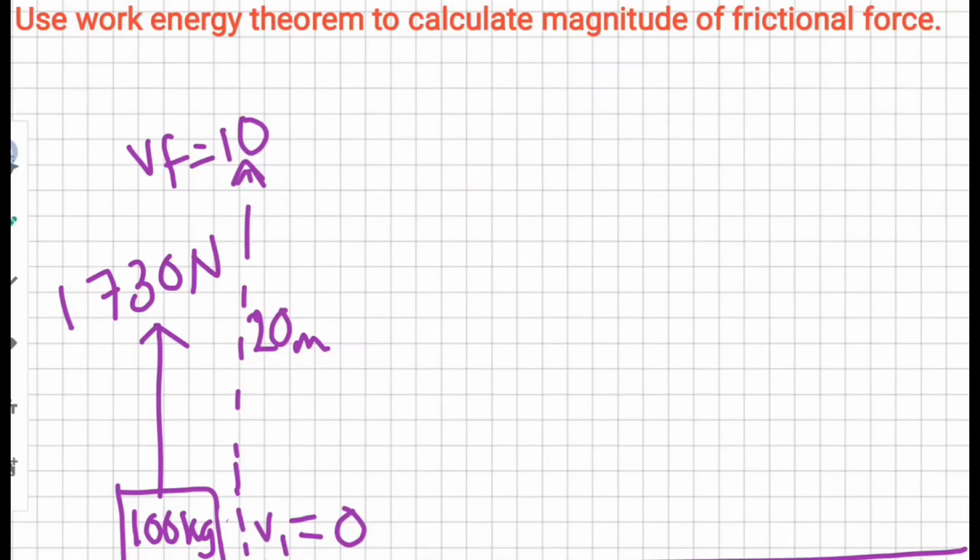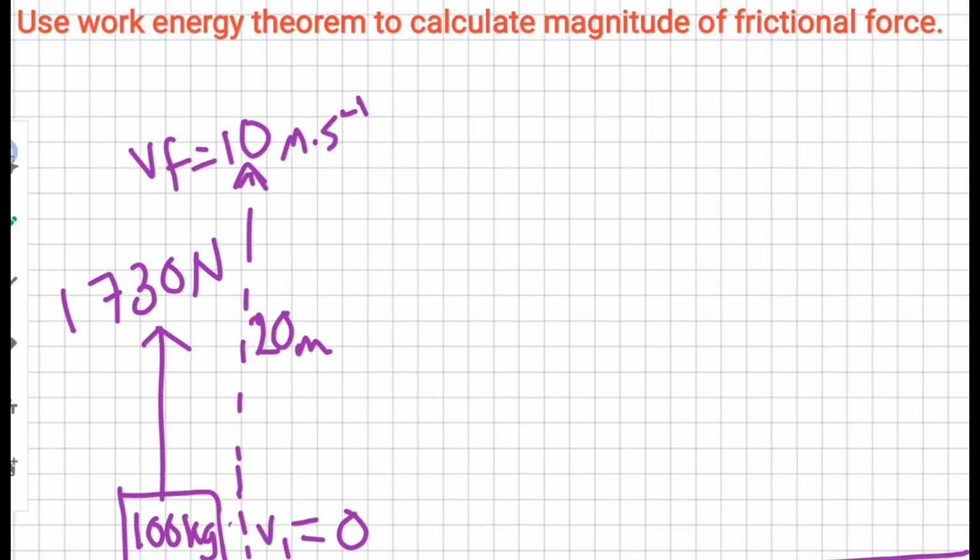So in the last question, we've got a box of 100 kgs being pulled up by a force of 1,730 newtons through a height of 20 meters. Initial velocity is 0. Final velocity of the box is now 10 meters per second. We want to use the work-energy theorem to calculate the magnitude of the frictional force.